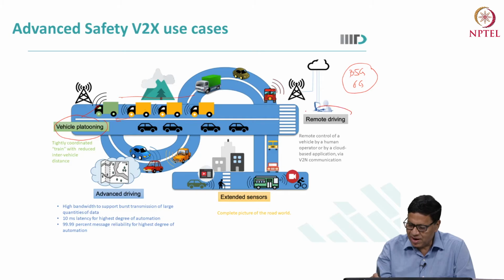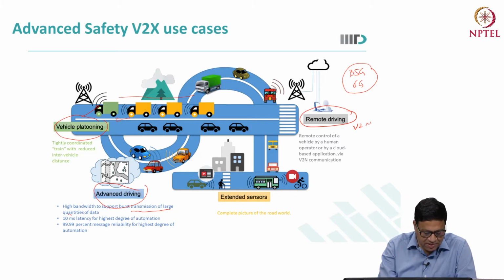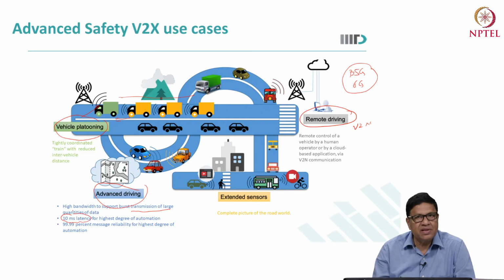Or you have remote driving, remote control of a vehicle by a human operator or by cloud-based applications, which is an example of V2N application. The other application or use case is in advanced driving, where you require high bandwidth to support bulk transmission of large quantities of data. So you are talking in terms of 100 megabits per second of transport of data, and the latency requirement is further reduced for certain applications, which is of the order of 10 millisecond. And then the reliability is 4 nines or 5 nines.